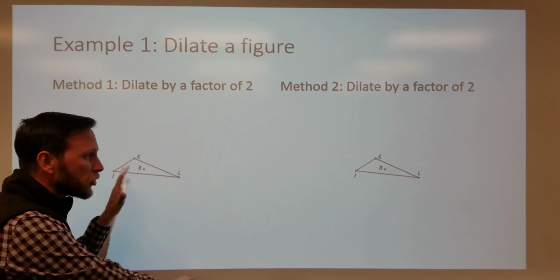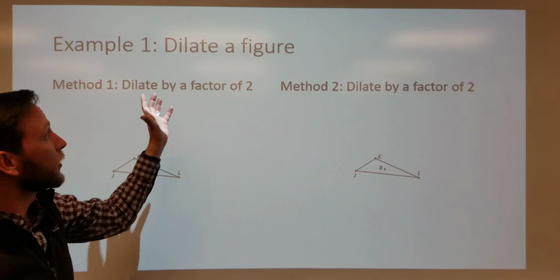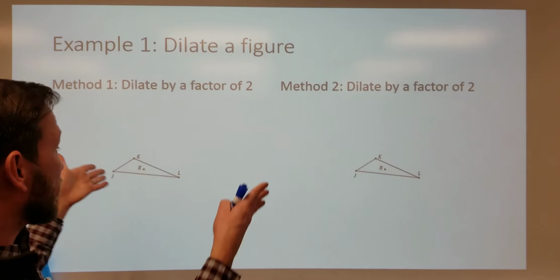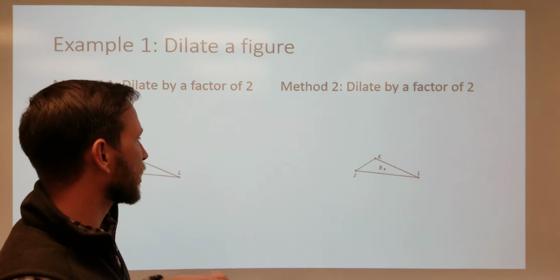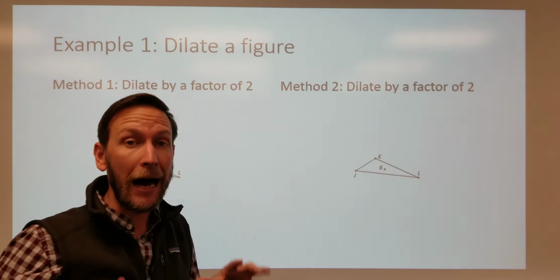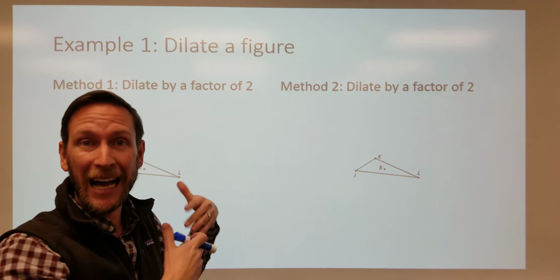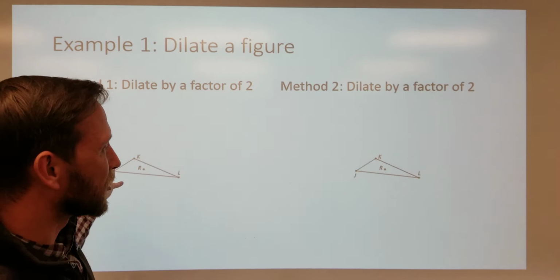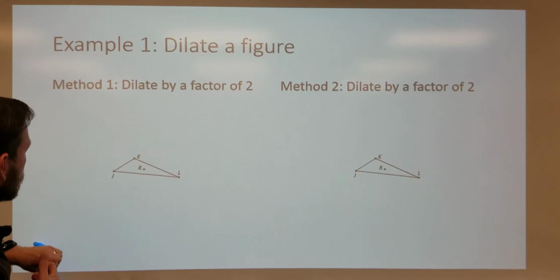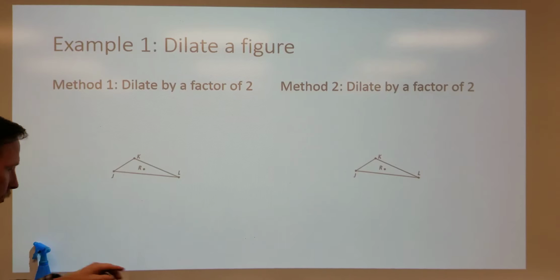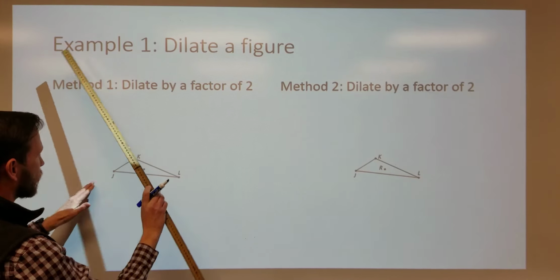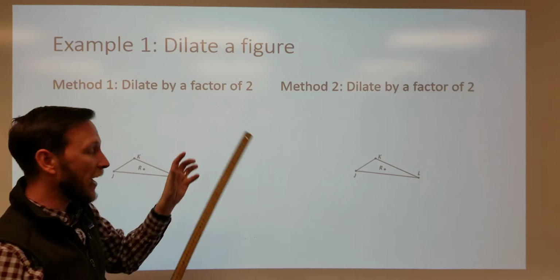So what I'm going to do is I'm going to do this 2 different ways. There's method 1 and then there's method 2. And I'm going to do the same thing. What I would recommend that you do is that you draw a version of this on graph paper. If you draw a version of it on graph paper, it'll be much easier for you to copy it correctly. All right, so do your best work, or I guess just find your best way. So we're going to dilate this triangle JKL by a factor of 2.